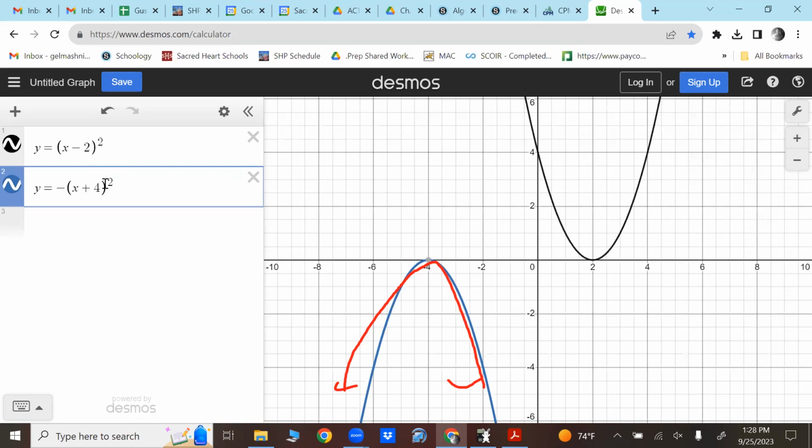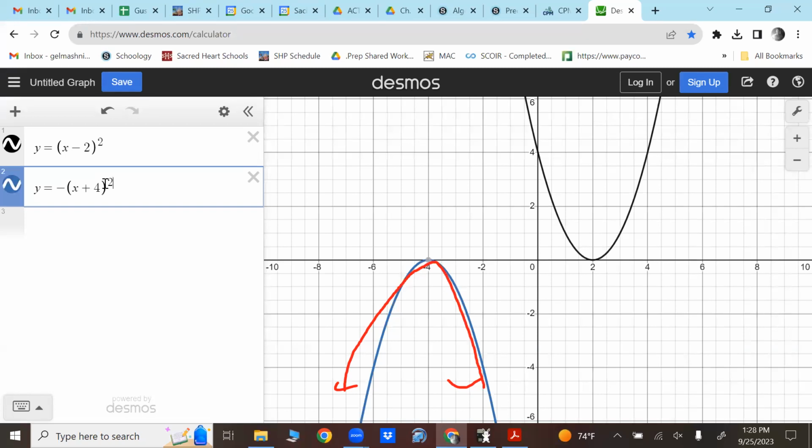Because what's happening is that the plus 4, if I plug in -4 now, what's -4 plus 4? 0. What's 0 squared? 0. And negative doesn't matter, it's still 0. So the plus is kind of counterintuitive. I see a plus 4, it actually means left 4. The -2, that's also counterintuitive. I see a -2, but it's actually right, so it's totally opposite.